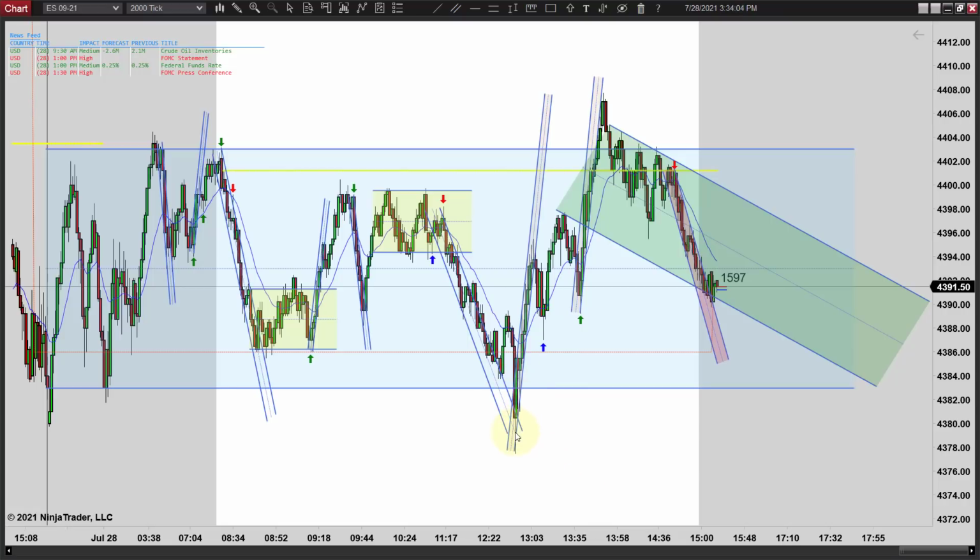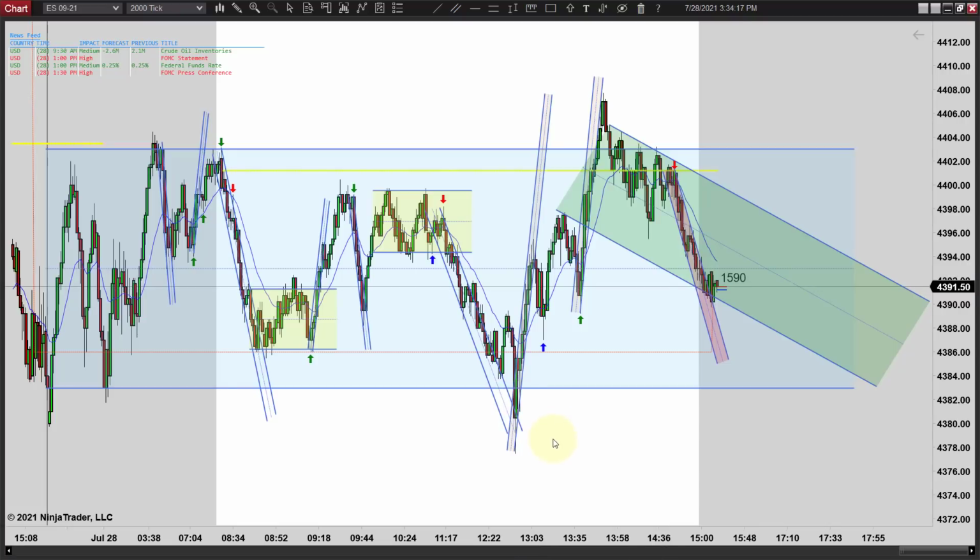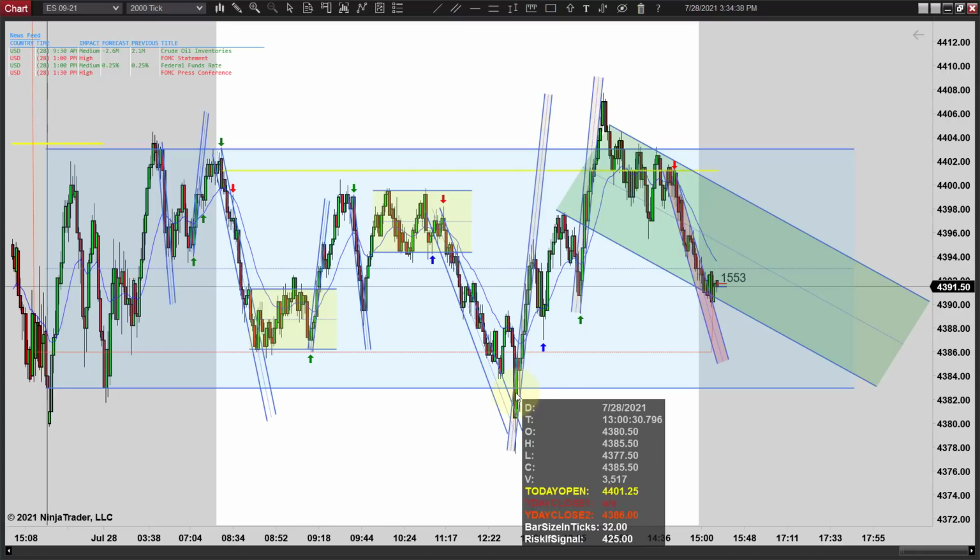Like there was a nice failed break lower here, but the bar size is 32 ticks. So that's a $425 risk for a scalp. Trying to pick a bottom, that I'm not going to take. Actually, the fact that it failed and broke out and failed makes it a really high probability that it's going to trap people in reverse. But I don't want to risk 32 points on a scalp. I'm just not going to do it.